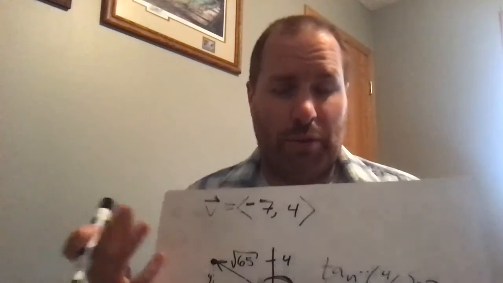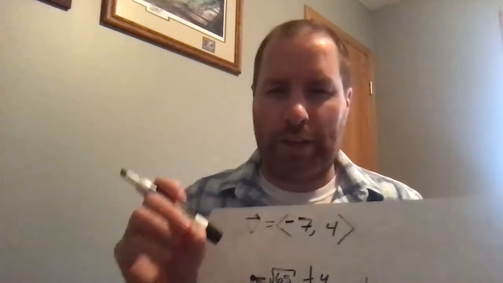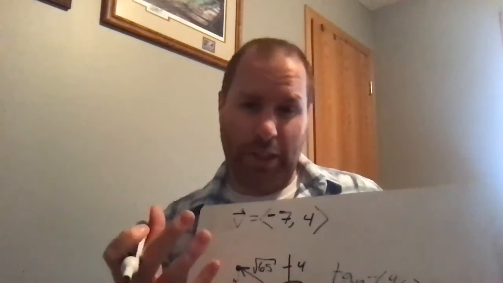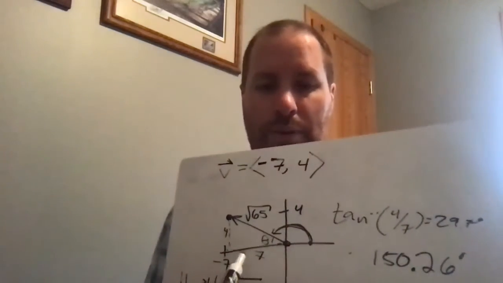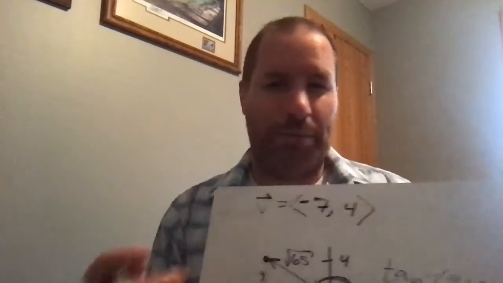Those are the two components. It gets a little bit more to write them out specifically, but those are the two components. -7 is the x component, 4 is the y component. Component just means parts. Okay?